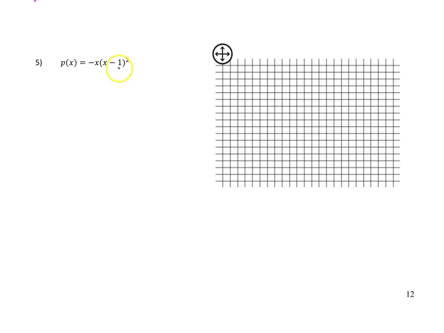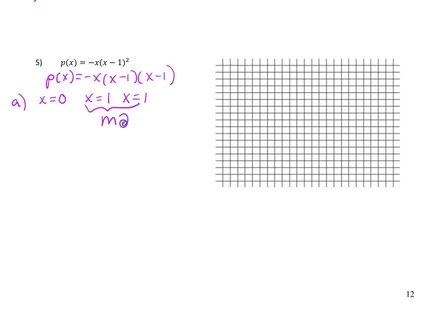This is already factored for me. I'll write it out in an expanded form too so that you can see what I'm looking at. This is x minus 1, x minus 1. Okay, so if I solve for my roots, you'll see that I have 0, 1, and 1. So keep in mind that's x equals 1 with a multiplicity of 2. The negative in front will be important for my end behavior, so don't forget about that.